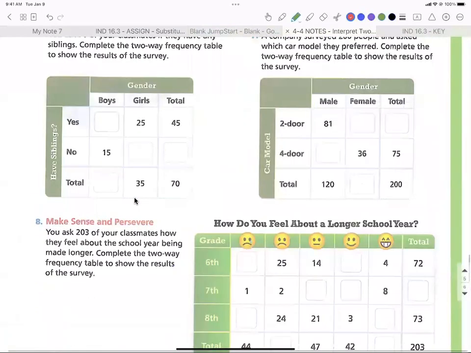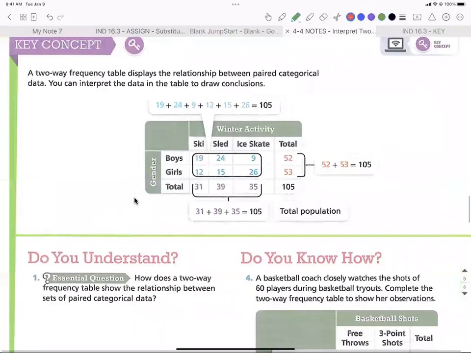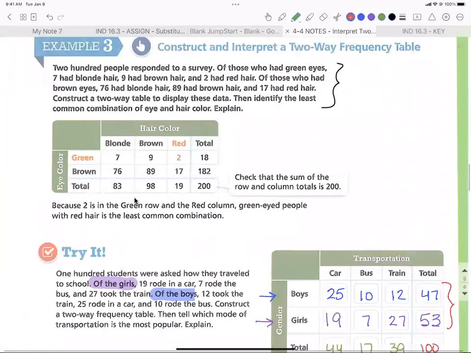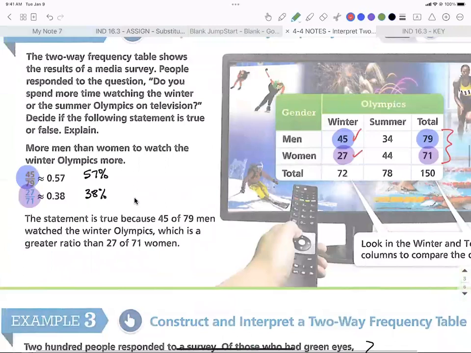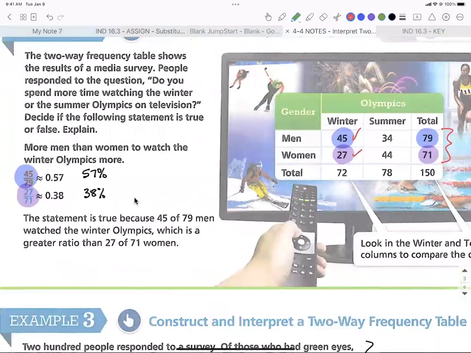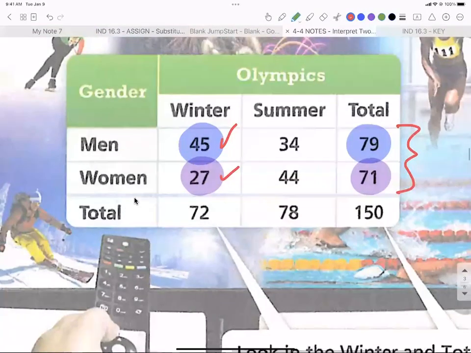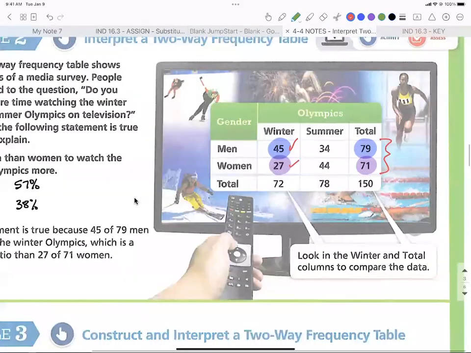Notice when we did this example up here, out of the men that preferred the winter, it was 45 over 79. The women was 27 out of 71. My denominator was different. If this had been 79 and 79, then I could have not worried about the ratio. I could have just looked and said 45 is a higher number. So that's an easy answer. That's what I mean by looking at your denominators.